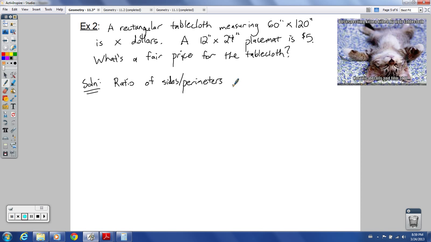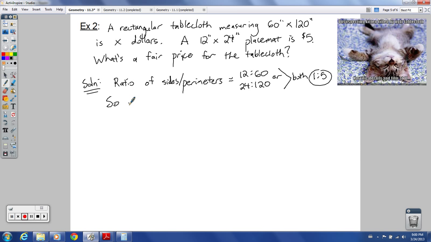So the ratio of the sides or perimeters is going to equal 12 to 60, or it would be 24 to 120. And if these are similar, they should both be the same. They both are the same. They both reduce down to 1 to 5, a 1 to 5 ratio here. So I can divide these both by 12 and get 1 to 5. If I divide both of these by 24, I get 1 to 5 as well.